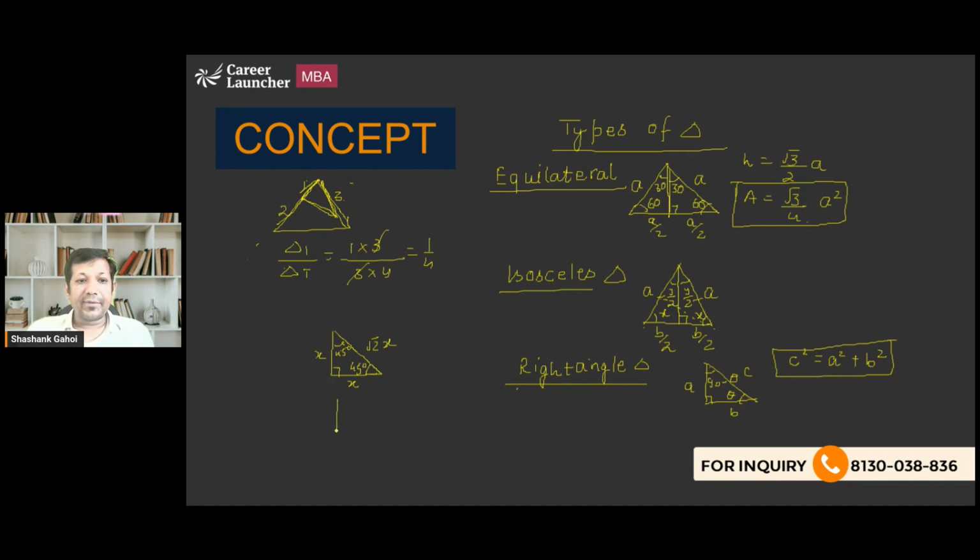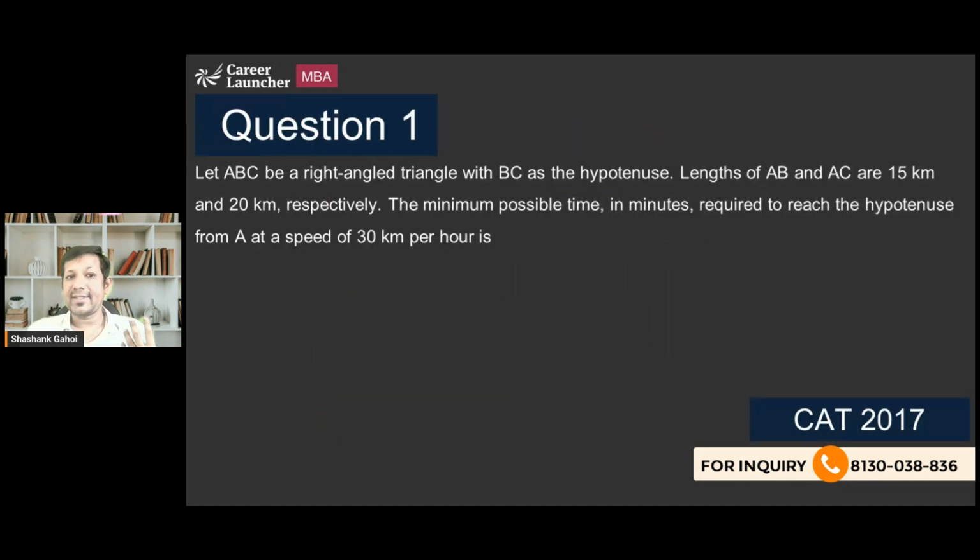Now, if in a right angle triangle the angles are 30, 60, 90, then the ratio of sides is 1, root 3 and 2. That's it. So if you can remember all these things, you don't have to worry about sine, cos, tan. You can definitely get the values from here itself every time. Now let's move on to the questions and let's see what kind of questions we are going to get.